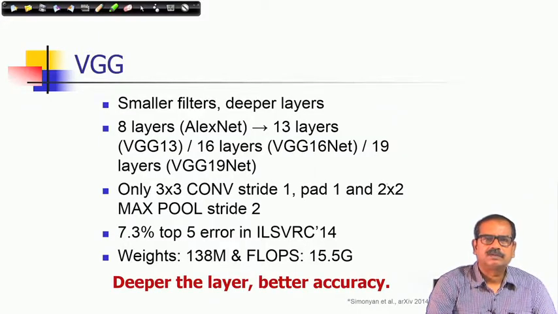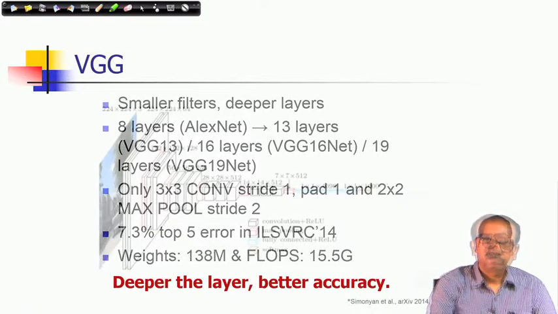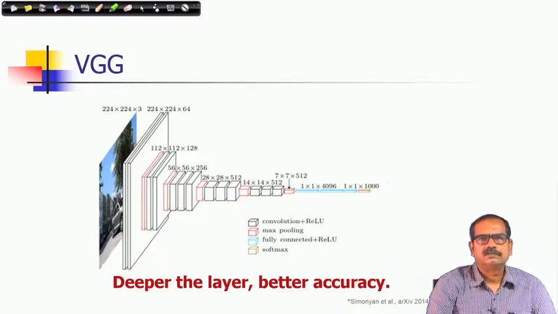Suppose it is, I am not sure which number it is. In a typical VGG network, there are 138 million weights, and the number of floating point operations for each inferencing is about 15.5 billion. So, one example of a VGG network has been shown here.